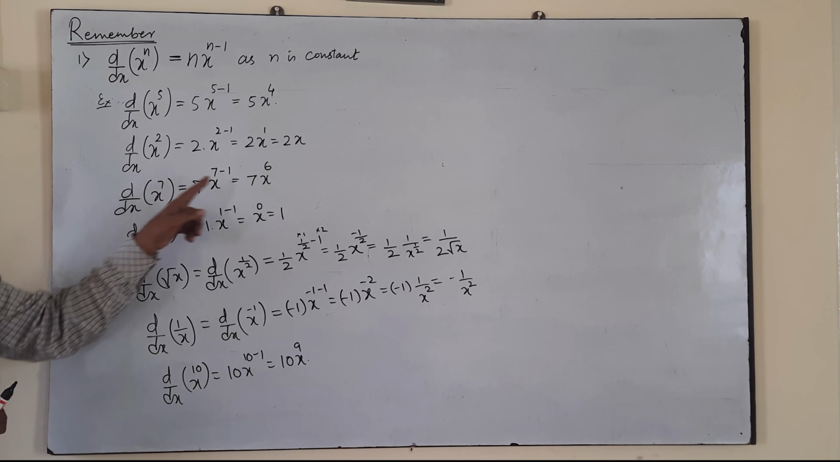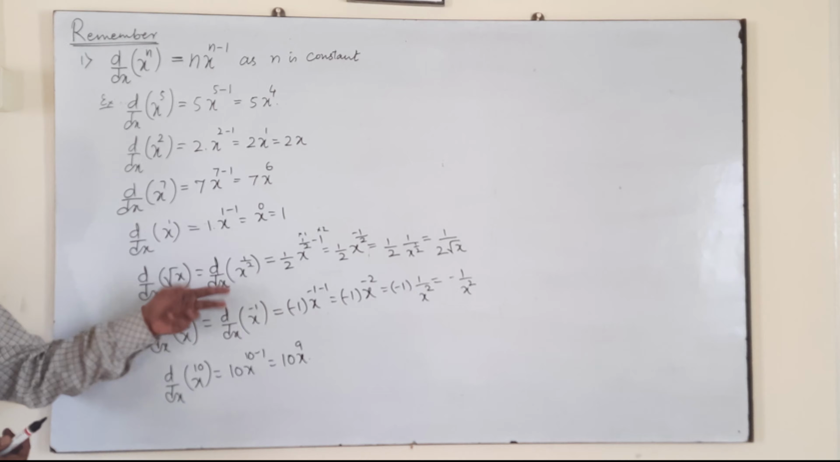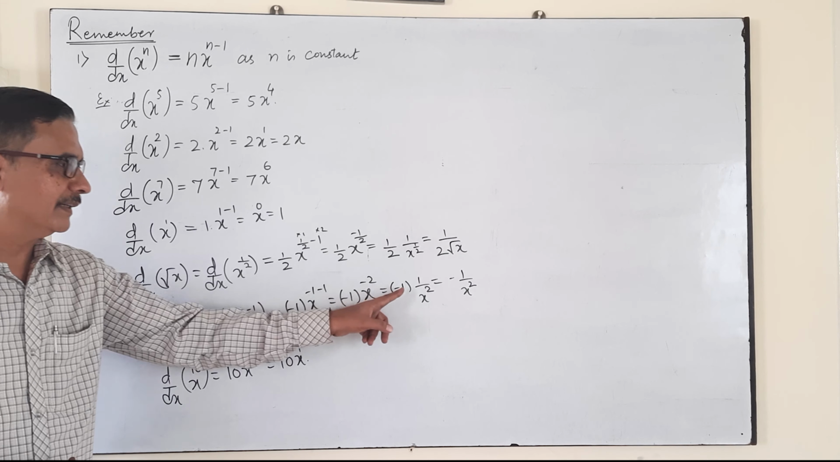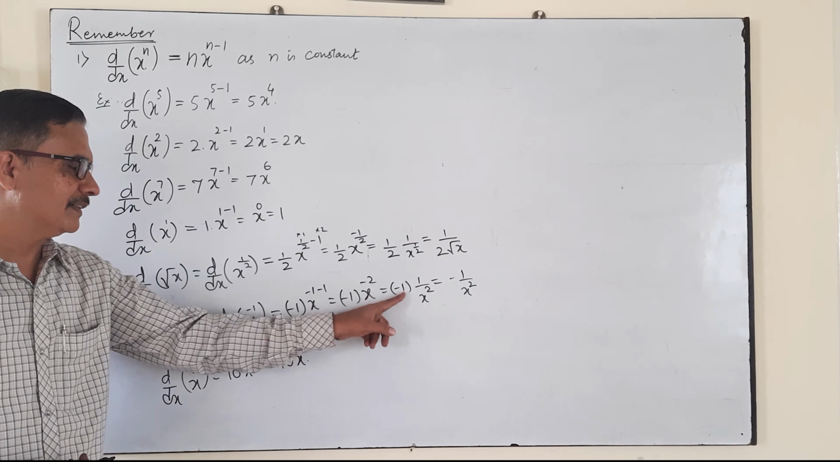Then derivative of root x. Root x is nothing but x power 1 by 2. Power 1 by 2 as it is, ಇದ್ರೊಳಗ ಈ ಪವರ್ 1 ಲೆಸ್ ಮಾಡಿದ್ರೆ 1 by 2 minus 1 is minus 1 by 2, that is 1 by 2 root x. Derivative of 1 by x, ಅದನ್ನ ಮೇಲೆ ತಗೊಂಡ್ರೆ ಏನಾಗುತ್ತೆ x power minus 1, minus 1 as it is, ಈ ಪವರ್ 1 ಲೆಸ್ ಮಾಡಿದ್ರೆ minus 2, that is x power minus 2.